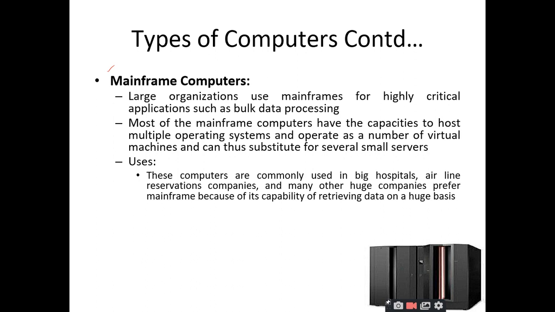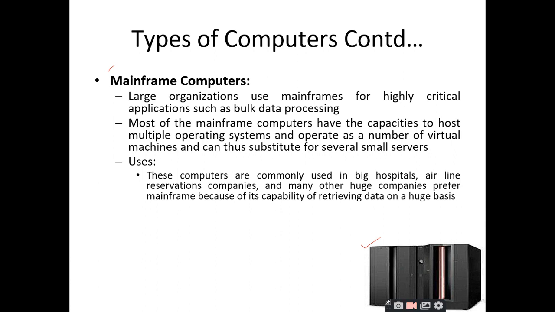And you can see here this one diagram. Here you can see that the mainframe systems are somewhat huge in size. Maybe they will not occupy the entire room, but they will occupy some more space, which is not sufficient to put in our house, right. So who are going to use these mainframe computers? The large organizations make use of these mainframes.